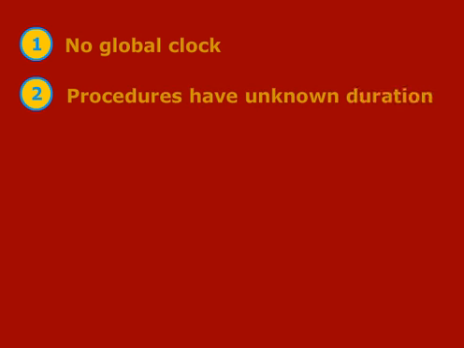Let's summarize the rules. First, there is no global clock. So we assume the worst-case distribution where each object is running in its own local time frame. It is unlikely that the models will be targeted at such an extreme distribution, but if they work under these circumstances, they should work anywhere. Second, procedures have unknown duration. The amount of time it takes for a procedure to execute is platform dependent. Execution may be quick, but it is never instantaneous.